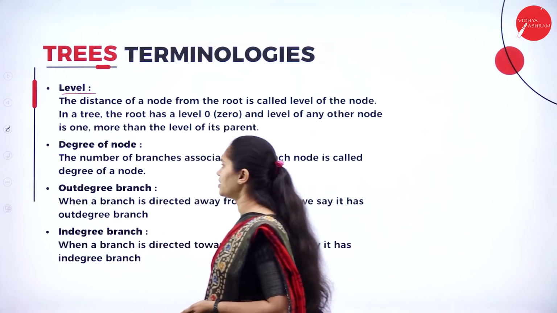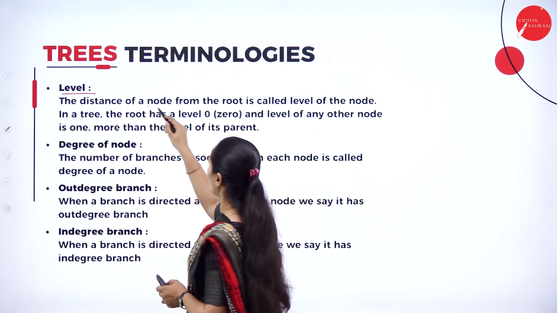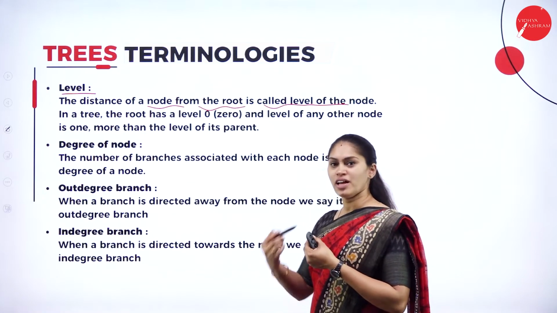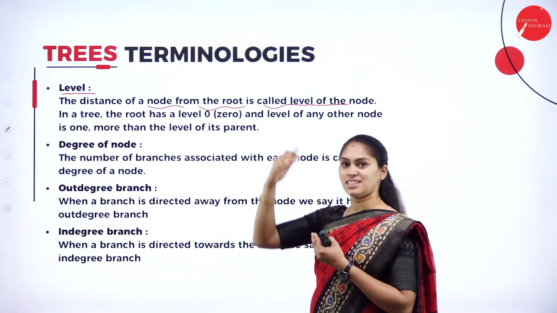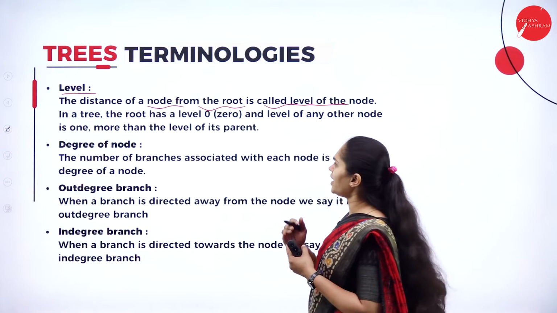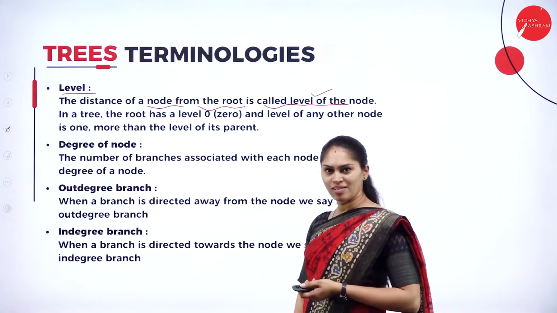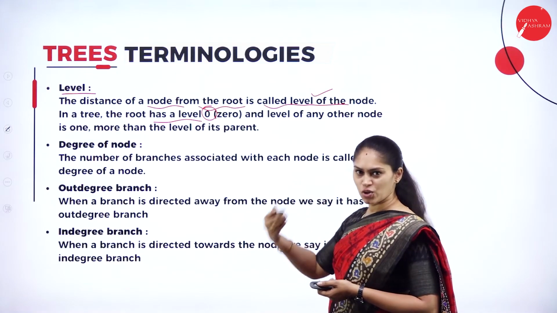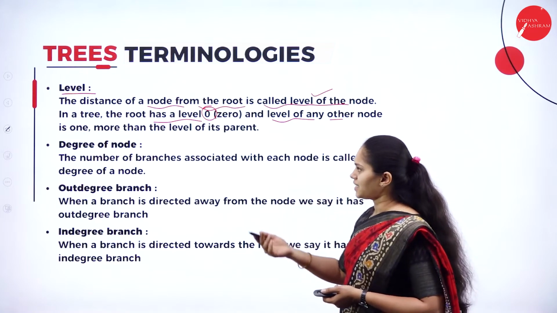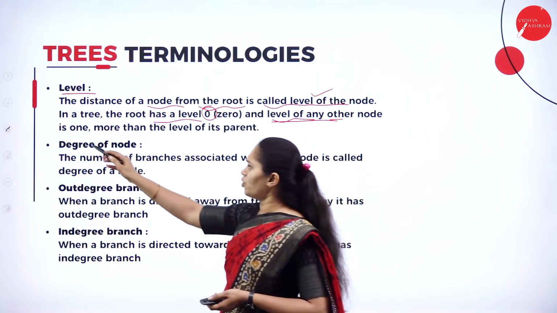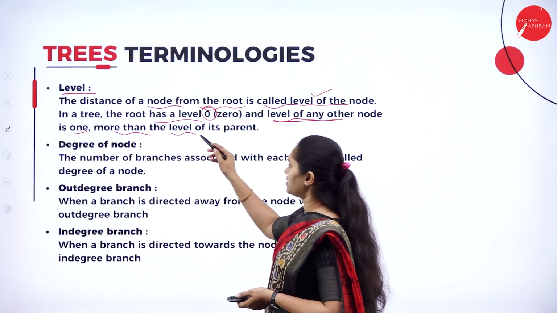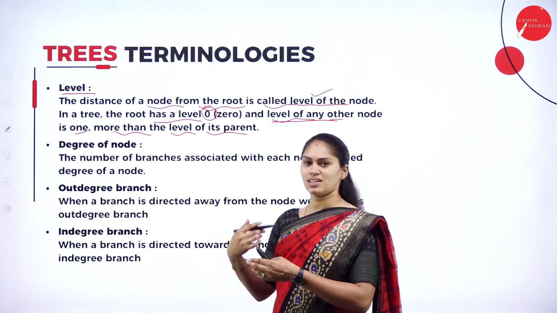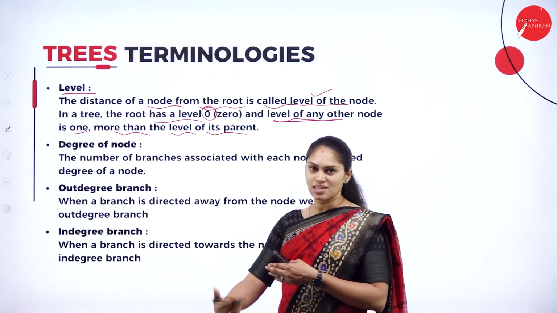So here we have a level. What do you mean by level here? The distance of a node from the root is called the level of a node. If I wanted to reach any node, how can I reach the root? What is the distance between the root and that node? We are calling that the level of a node. So always the root will be at the 0th level, and the next level, or a child of that root node, will be considered as the next level, and always the level of any other node is 1 more than the level of its parent. So if you consider the children, they will be the next generation. If you consider the grandchildren, they will be the second generation.